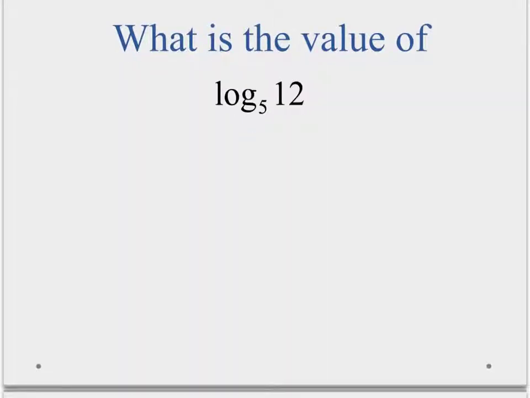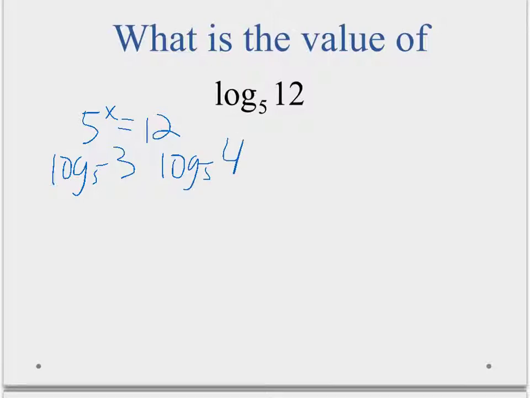Okay, so on this one, we obviously aren't going to get a whole number, right? We've got 5 to the x power equals 12. I have no idea what that is, so I have to figure it out a different way, right? And the only other way that we can calculate it is if they already give us some information. So if they gave us what log 5 of 3 was and what log 5 of 4 was, I can calculate what it is, but they didn't give me that either.